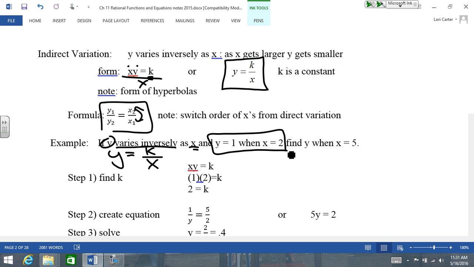Now when we look at this, what's y? 1. 1 equals, what do I not know? K over 2. How do I get rid of the 2?